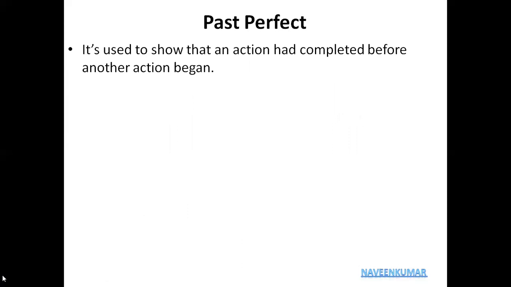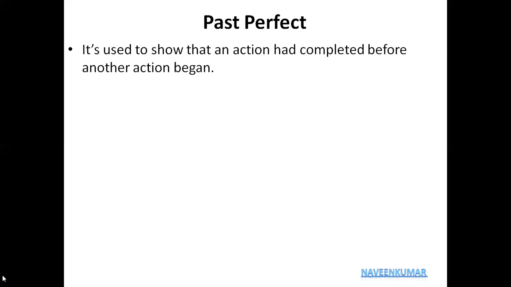Once again I'll read. It's used to show that an action had completed before another action began. So what is the meaning here? Here there are two actions. Remember, in past perfect tense, we always talk about two actions. But one action had completed before the second action began.